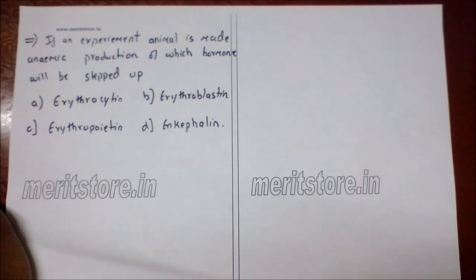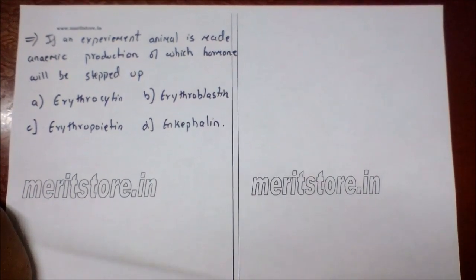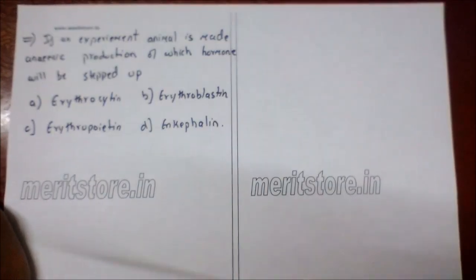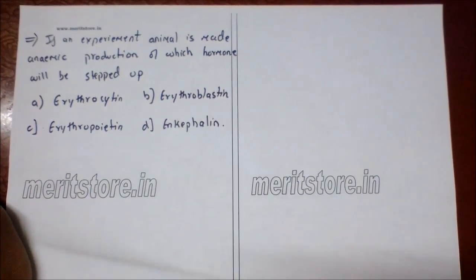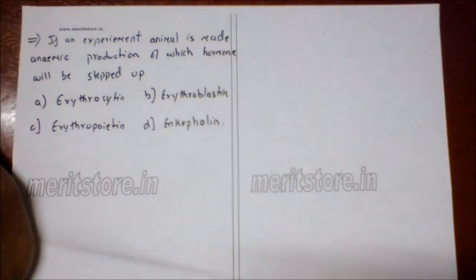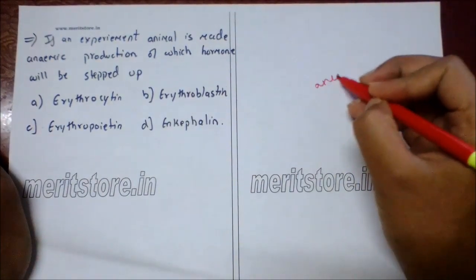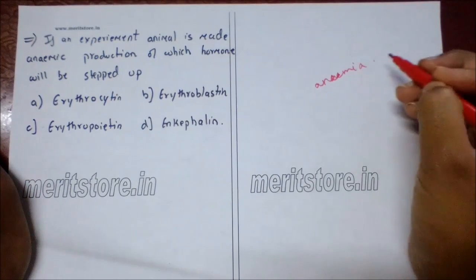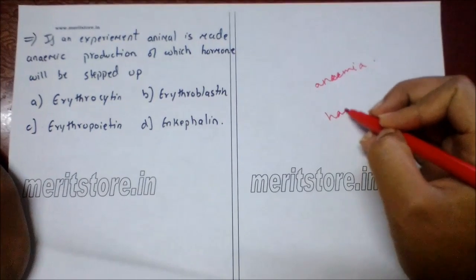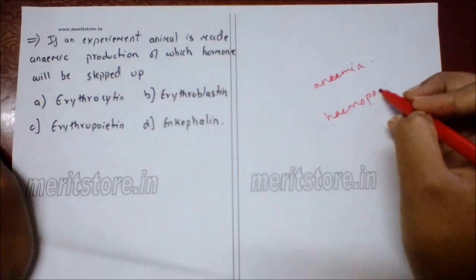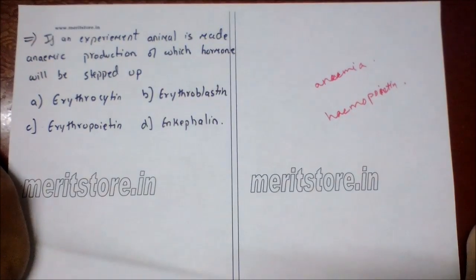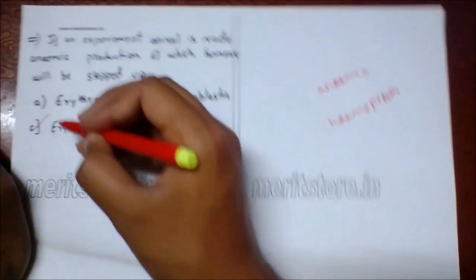In an experiment, an animal is made anemic. Production of which hormone will be stepped up? A, erythrocytin, B, erythroblastin, C, erythropoietin, D, enkephalin. So when air with low oxygen tension, that is anemia, is breathed for some length of time, the cell count increases due to liberation of erythropoietin or hemopoietin or erythrocyte stimulating hormone released by the kidney. So option C is the correct answer.